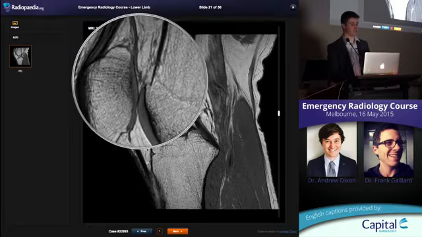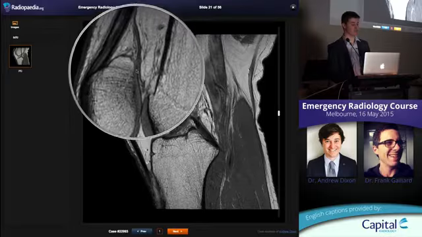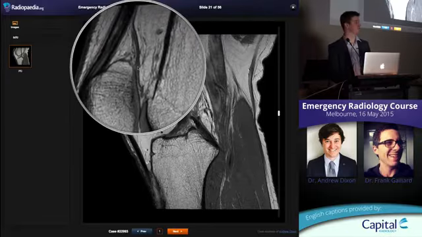There's no fluid in it. You can see a tiny bit of fluid down here. There's barely any fluid in this patient. So that's your normal, no knee joint effusion.